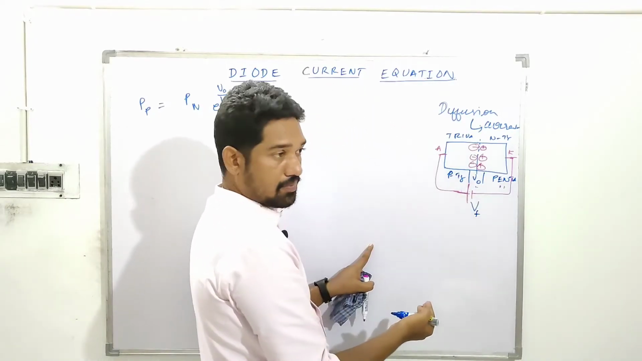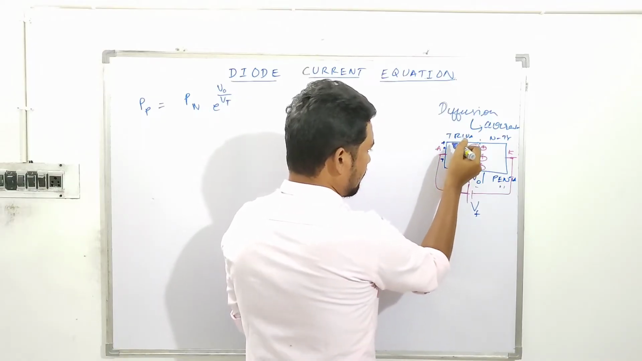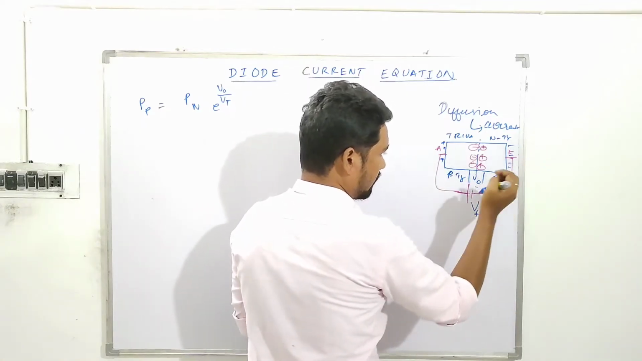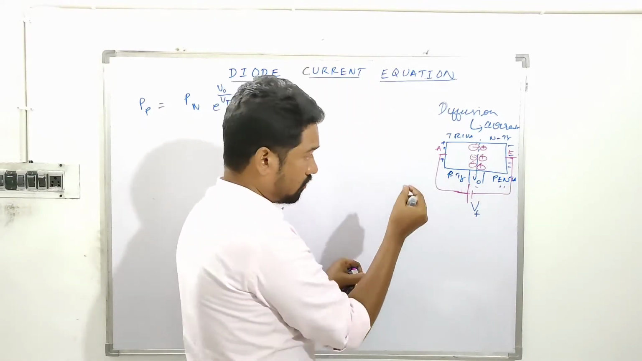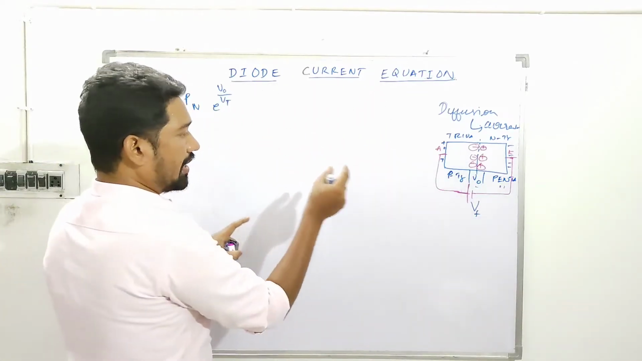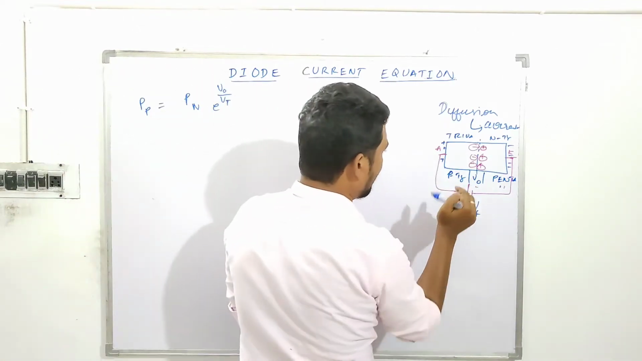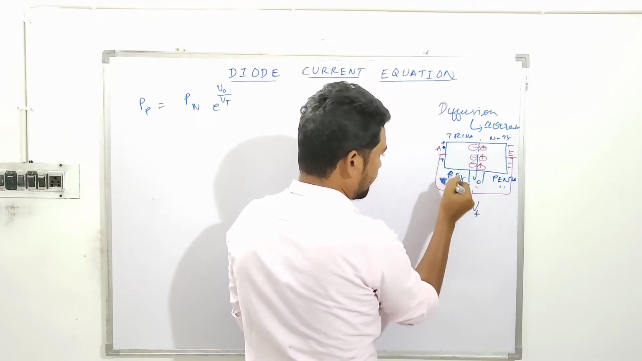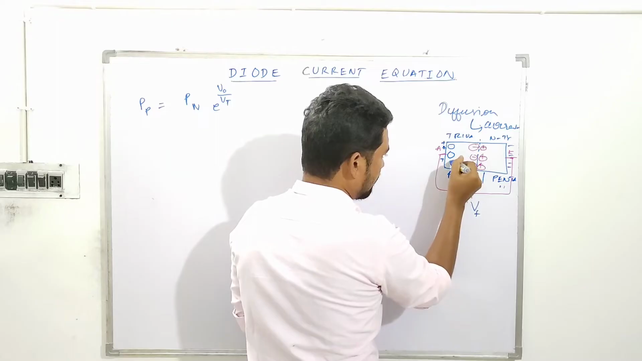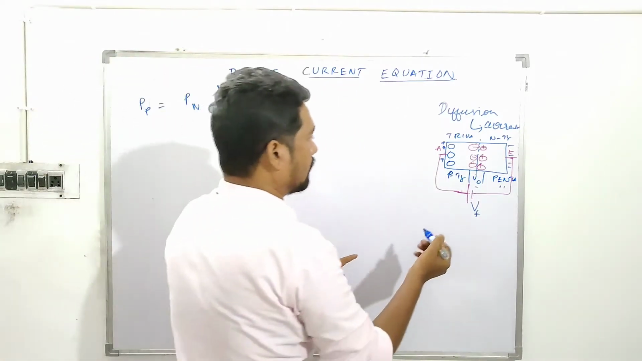So what happens next? We have a positive potential over here, and a negative potential over here. Focus, I'm rushing, so please try to focus on each and every point. Why? Because whatever is happening over here, that phenomenon has to be reflected in the equation, right? So with this, we have a positive potential over here, and the holes get a repulsion force.